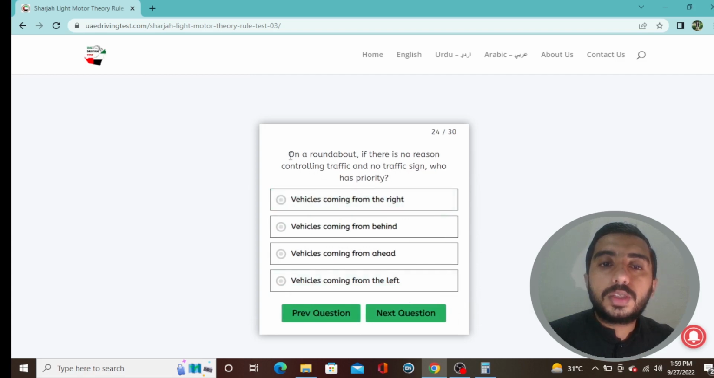Question number 24 is, on the roundabout, if there is no traffic controller and no traffic sign, who has priority? The priority will be given to the vehicle coming from the left. Option D is the correct answer.